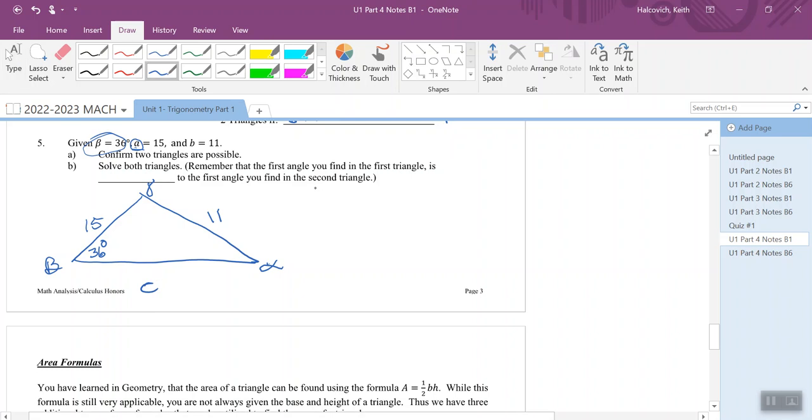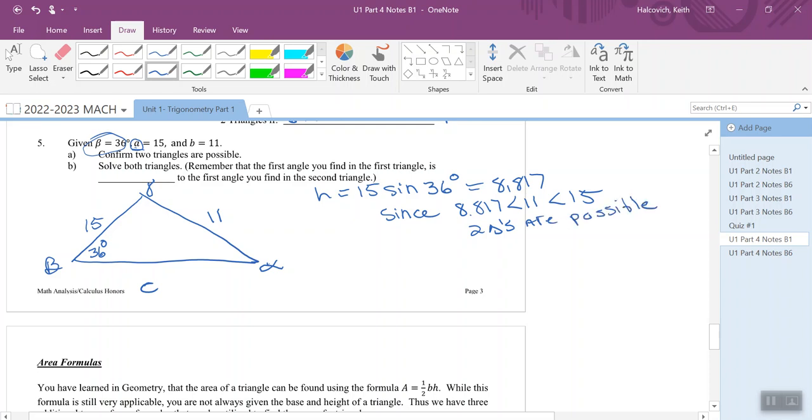Well, we need to find the height first. So the height is equal to, in this case, 15 sine 36. Well, 15 times sine 36 gives you 8.817. Now, since 11 is between 8.817 and 15, that means two triangles are possible.